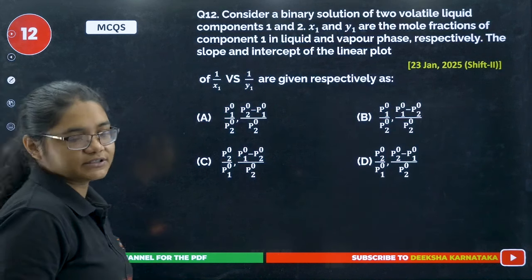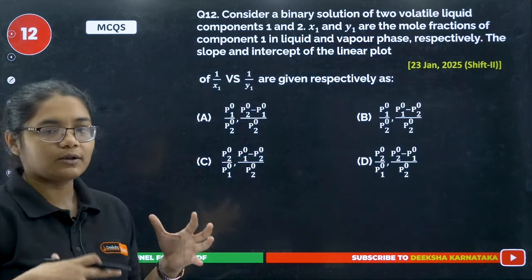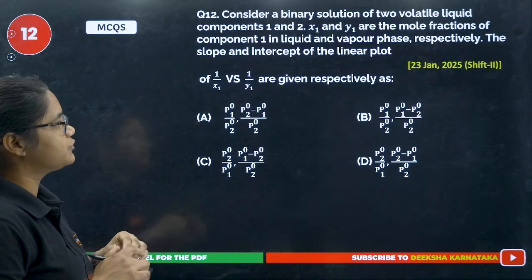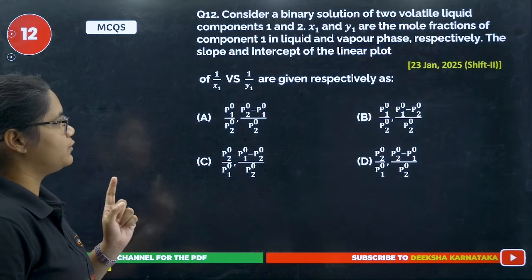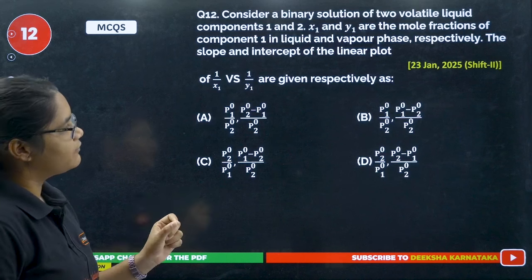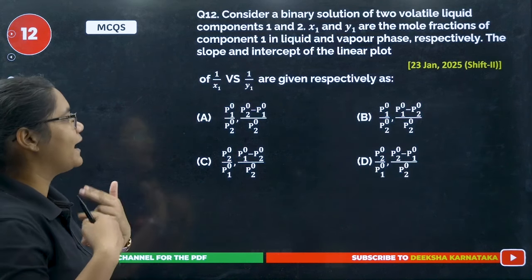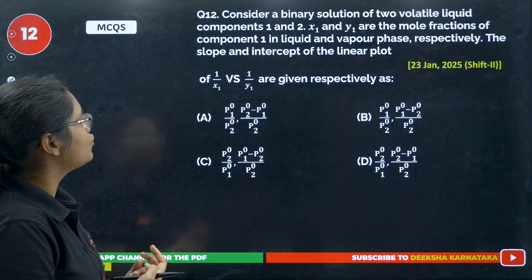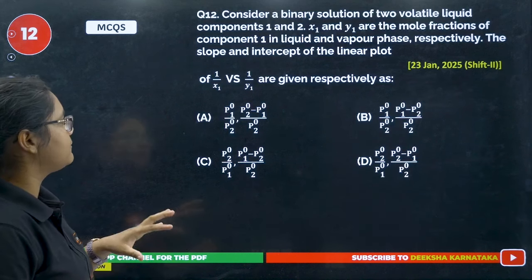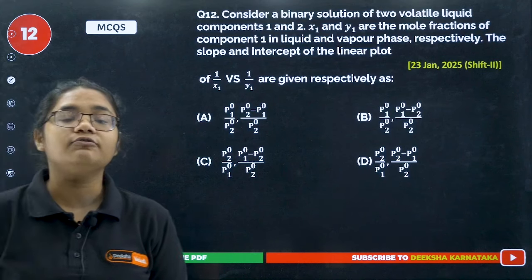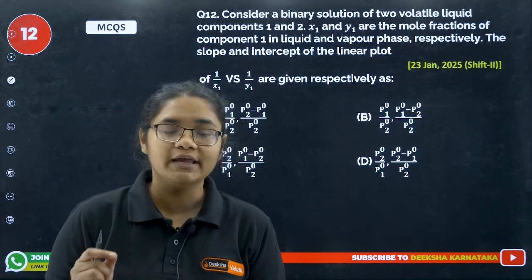This is a very good question again. So here it is all about arranging of equations. Consider a binary solution of two volatile liquids, component 1 and 2. X1 and Y1 are the mole fractions of component 1 in the liquid and in the vapor phase. The slope and the intercept of the linear plot of 1 by x1 versus 1 by y1. So we need a plot for 1 by x1 versus 1 by y1.